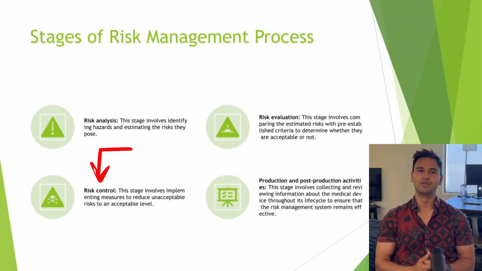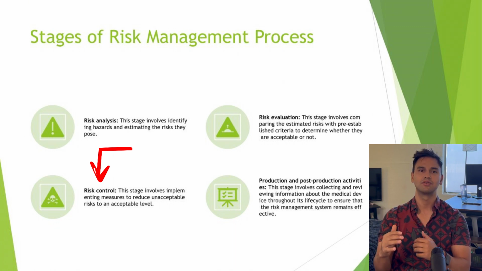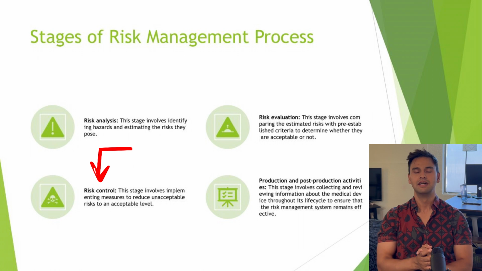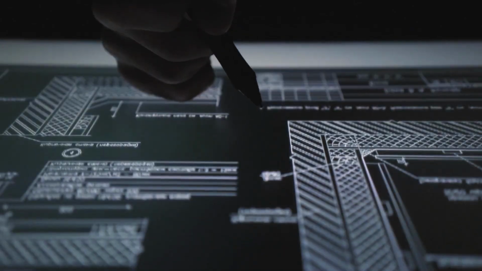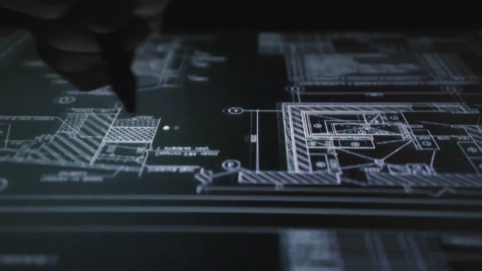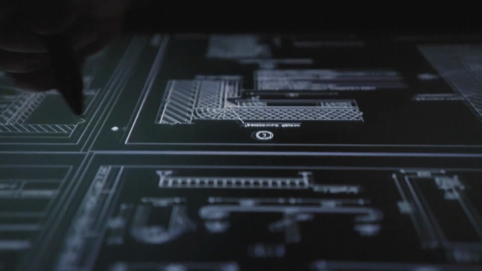What is risk control? This is the stage that involves implementing measures to reduce unacceptable risk to an acceptable level. So here it could be design changes. If the risk from your device is really unacceptable, you have to change the design of your device so that the risk is mitigated.